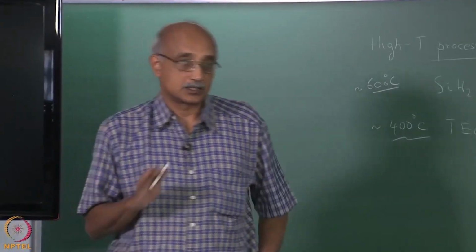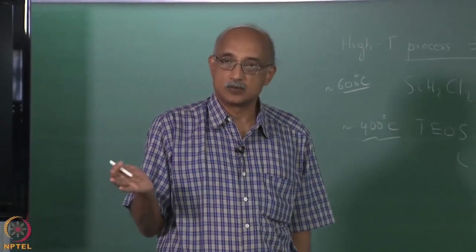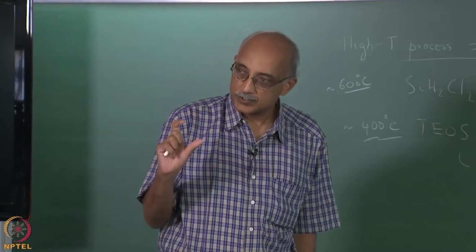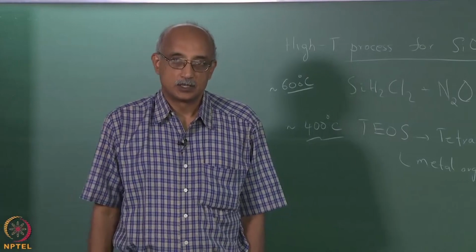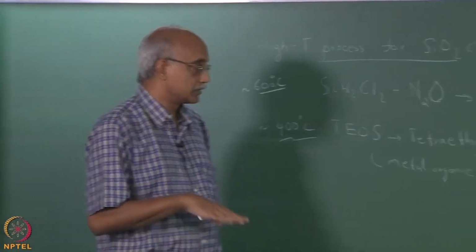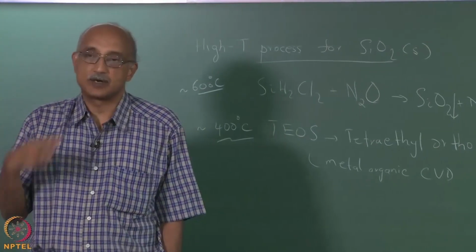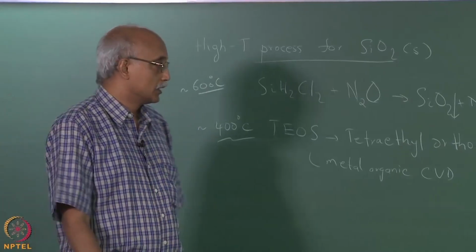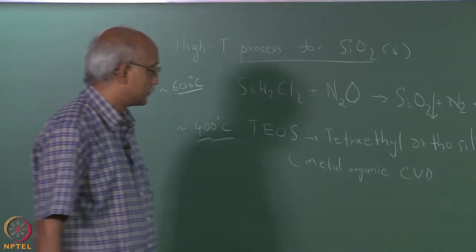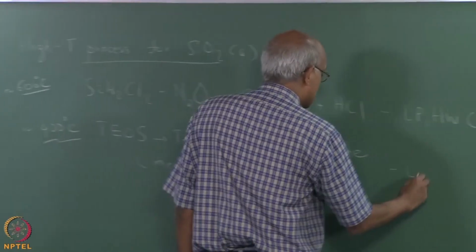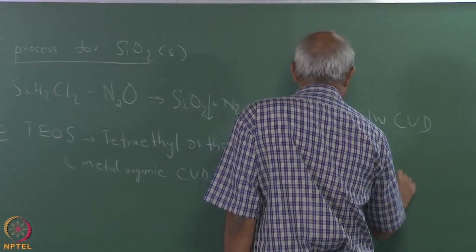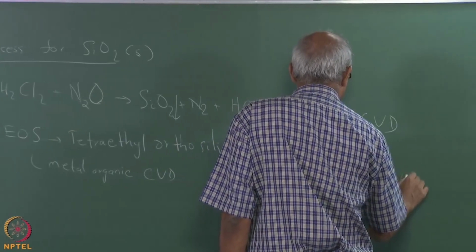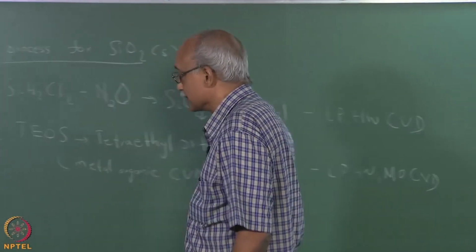Again, it does not necessarily mean that the wall is heated. What it means is that the substrate temperature and the reactor wall temperature are comparable. The reactor temperature or the substrate temperature is not much greater than wall temperature. So, this would be known as low pressure hot wall MOCVD, metal organic CVD.